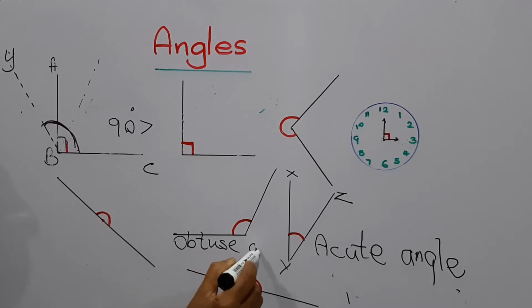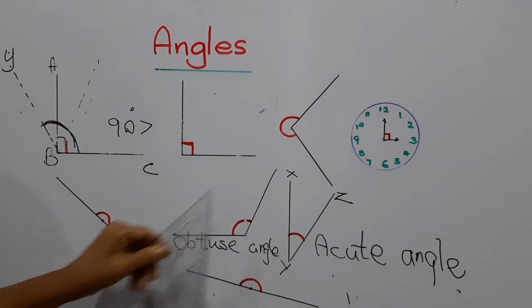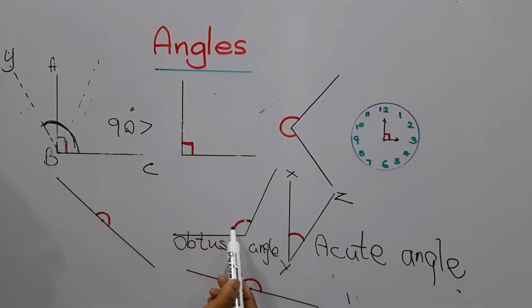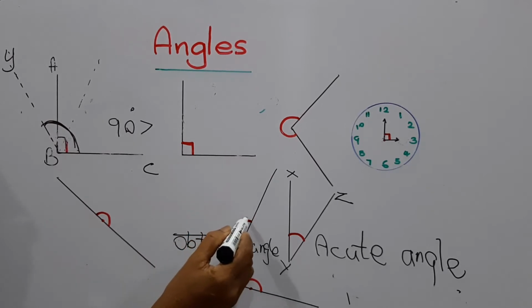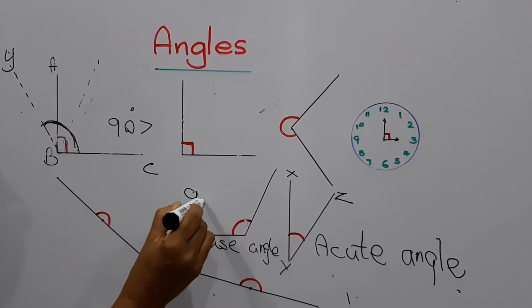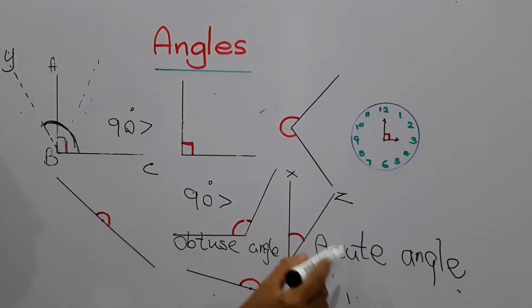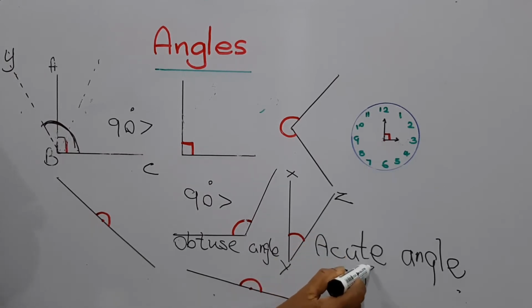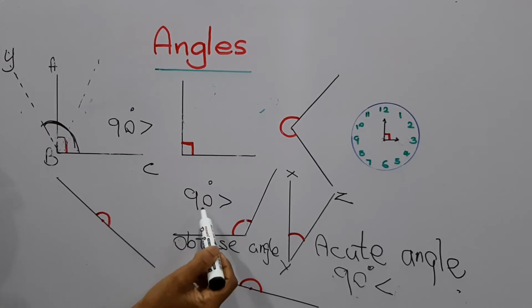Obtuse angle. In that angle, what can you see? That is over 90 degrees. In obtuse angles, when we measure the angle, it is more than 90 degrees. In an acute angle, that is less than 90 degrees. Okay, got it? In an acute angle, the angle is less than 90 degrees. In an obtuse angle, that is more than 90 degrees.